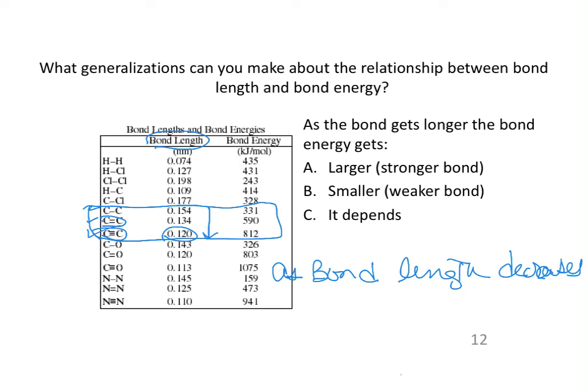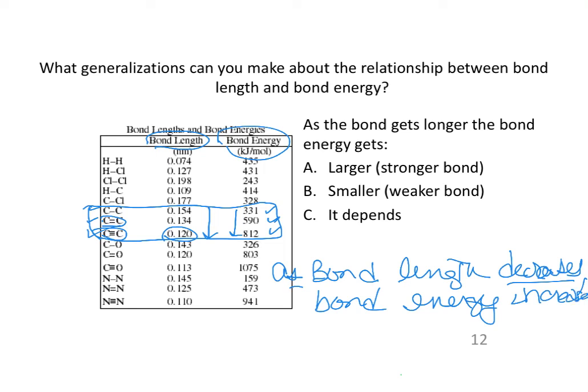All right, so as bond length decreases, what happens to bond energy? So again, let's go from single to double to triple and look at energy. Energy's going up. So let's finish this sentence. As bond length decreases, bond energy increases. Makes sense, right? If they're getting more and more attracted to each other, it's going to be harder and harder to break the bond between them, right? The stronger the attraction, the harder it is to break the bond.